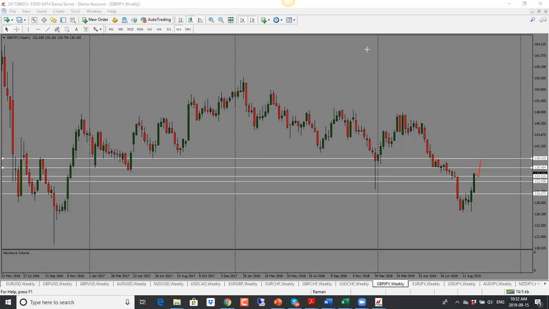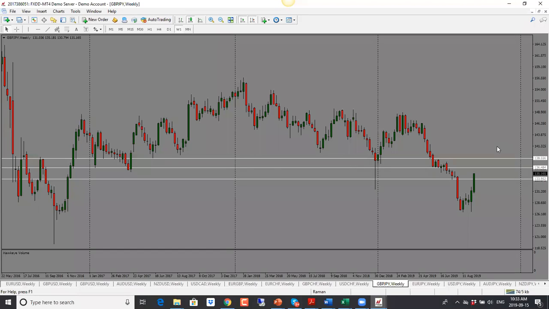So in terms of the pullback here, I would look for 134.50 or slightly lower into 134. So bias is bullish here for the yen, for pound yen, I mean. And this is what I would look for, a bit of a pullback, either into 134 or 134.50, and then a further move higher into 138.50. So bullish bias for pound yen.